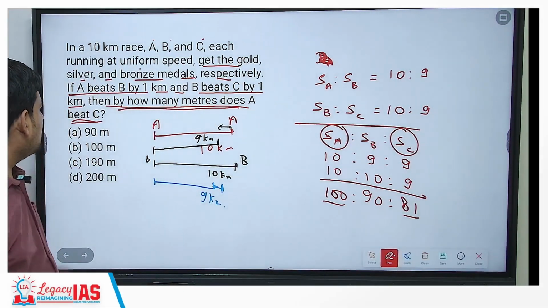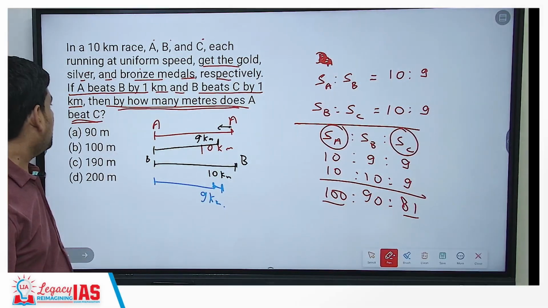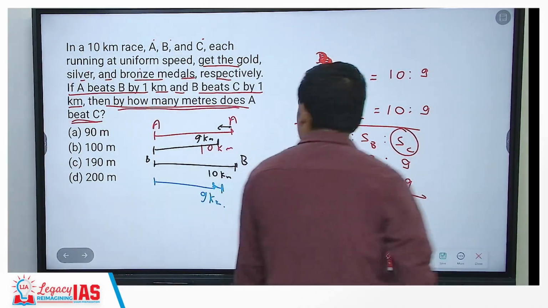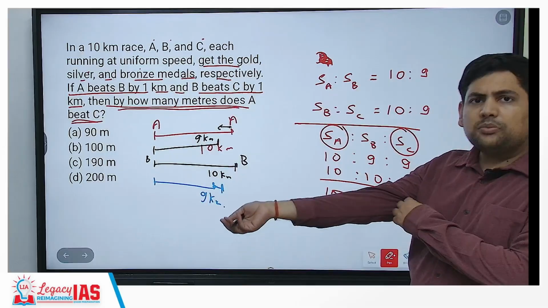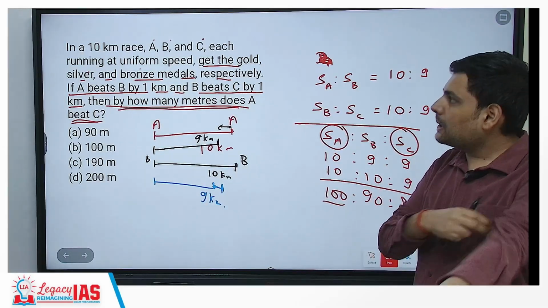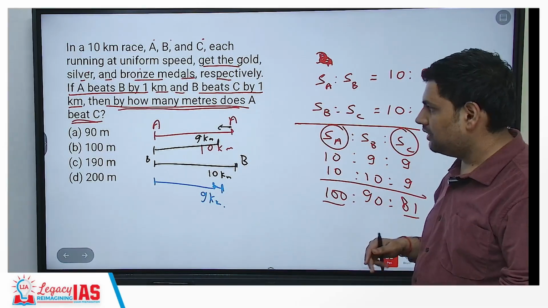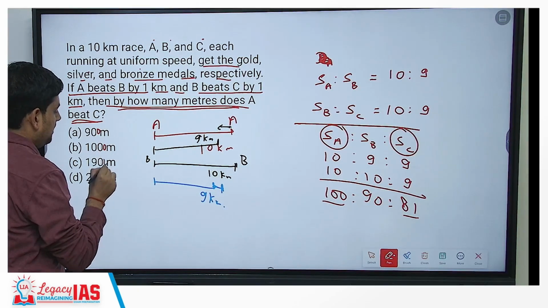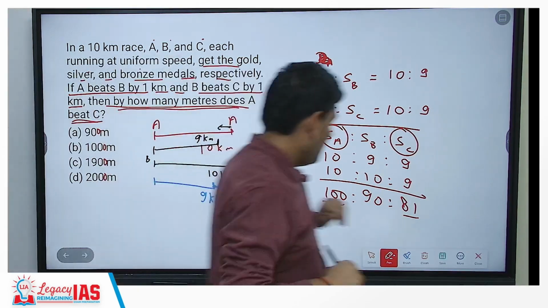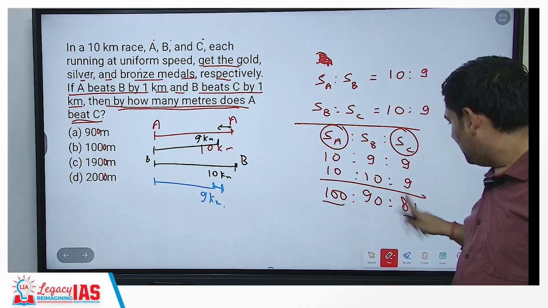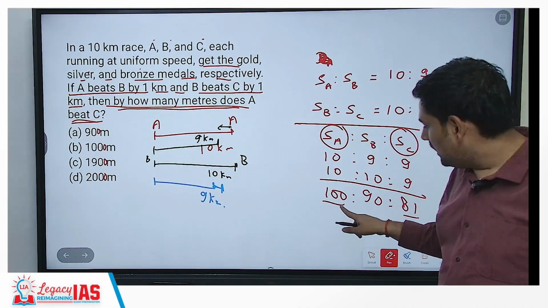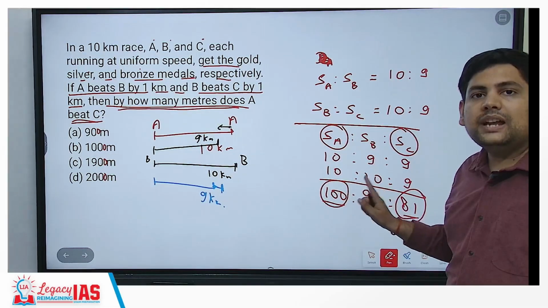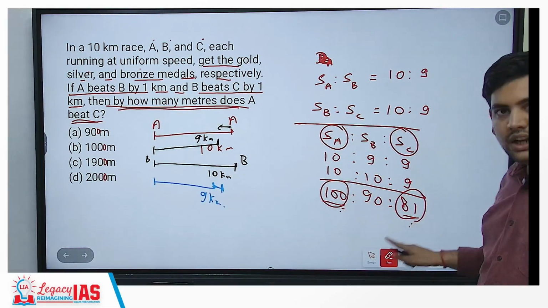Now what is asked in the question? How many meters does A beat C by? Understand this. It is a 10-kilometer race, so I think all these options will have one more zero. So this will be 900, 1000, 1900 and 2000. Now see, 100 ratio 81. That means in the time that A travels 100 meters, C travels only 81 meters.